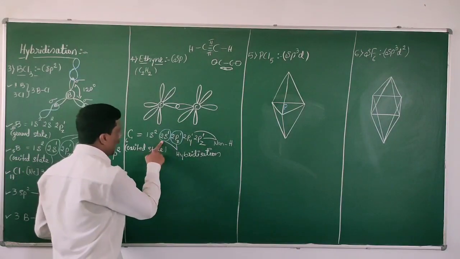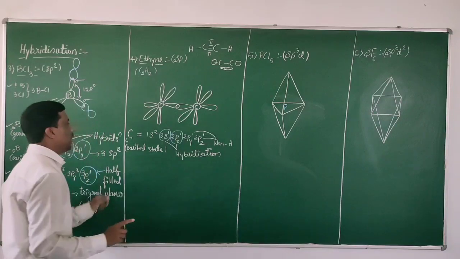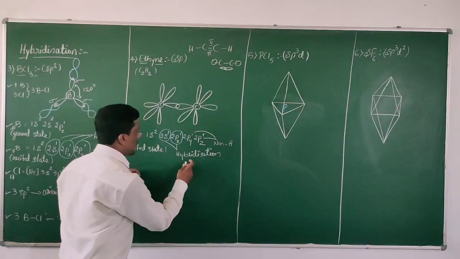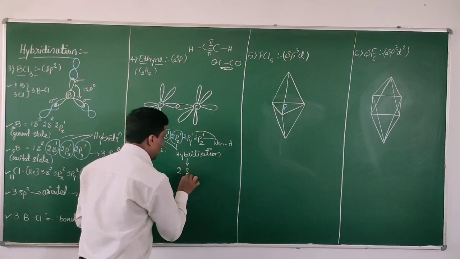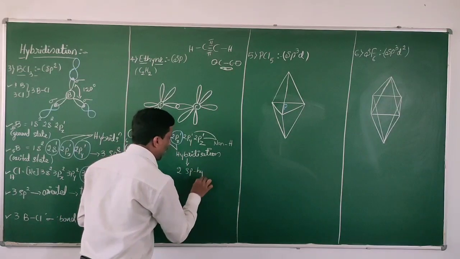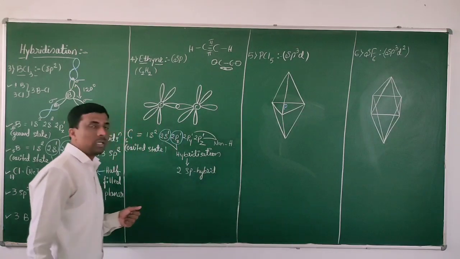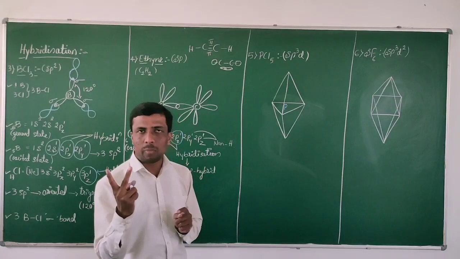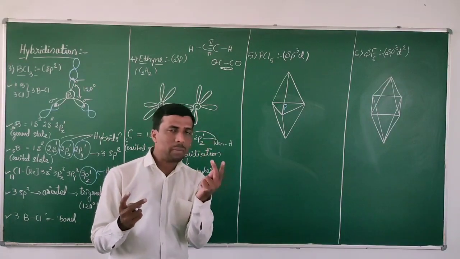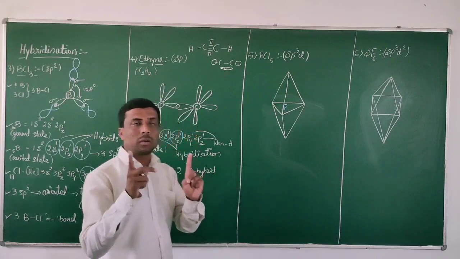Here one 2s and one 2p orbital of both the carbon atoms are undergoing hybridization and forming two sp hybrid orbitals. Two sp hybrid orbitals in both the carbon atoms. ಈ ಕಾರ್ಬನ್ ಆಟಮ್ ಎರಡು sp ಹೈಬ್ರಿಡ್ ಆರ್ಬಿಟಲ್ಸ್ ಗಳನ್ನು ಫಾರ್ಮೇಷನ್ ಮಾಡ್ತು. ಈ ಕಾರ್ಬನ್ ಆಟಮ್ ಕೂಡ ಎರಡು sp ಹೈಬ್ರಿಡ್ ಆರ್ಬಿಟಲ್ಸ್ ಗಳನ್ನು ಫಾರ್ಮೇಷನ್ ಮಾಡ್ತು.